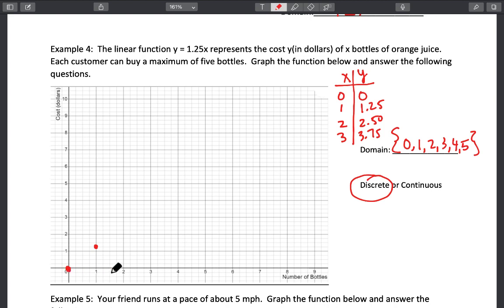All right, so here we go. We got 1 over 1.25, 2 over 2.5, 3 over 3.75, 4 over, and it's going to be $5, and then finally 5 is going to be $6.25. And this is what the graph of this linear function would look like.